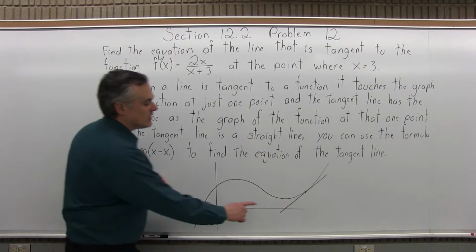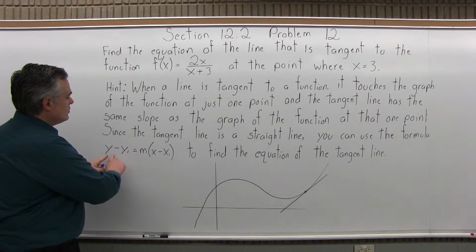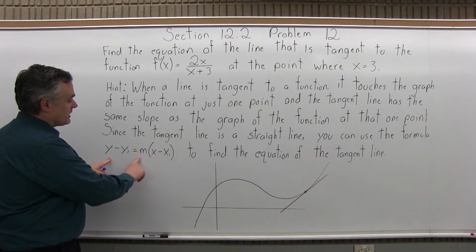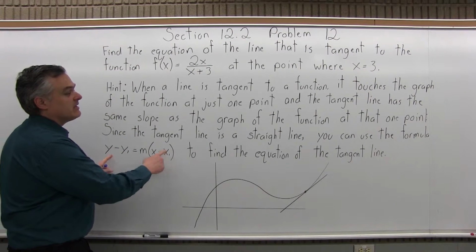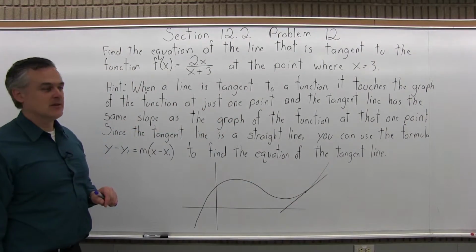And since the tangent line is a straight line, you use the formula y minus y1 equals m times x minus x1 to find the equation of that tangent line. That's the hint.